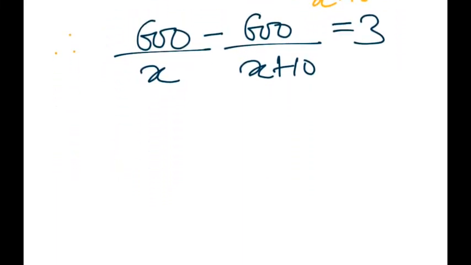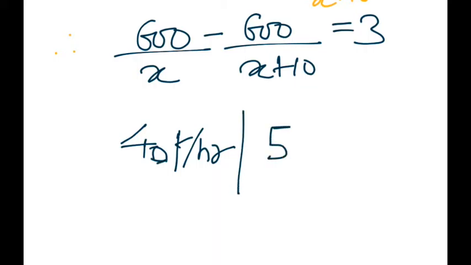This will give you a quadratic equation. I want you guys to solve this. I'll just write the final answer. The speeds of the two cars would be 40 km per hour and 50 km per hour.